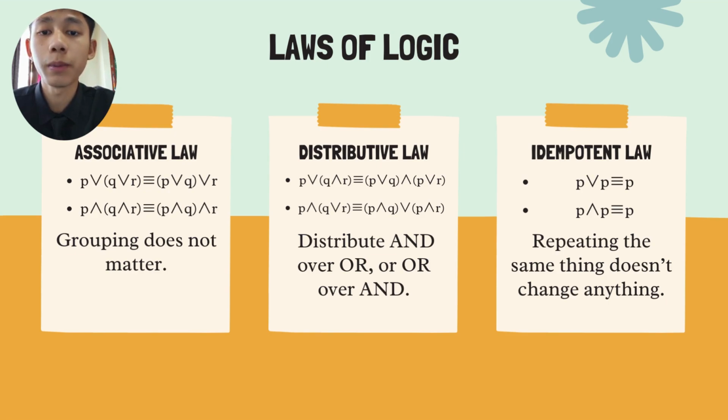Distributive law explains how AND and OR can be distributed over each other. AND can be distributed over OR, and OR can be distributed over AND to rewrite a logical statement. Idempotent law means repeating the same statement does not change anything. Therefore, P or P and P and P are both equal to P.